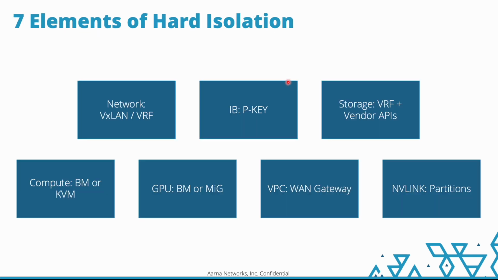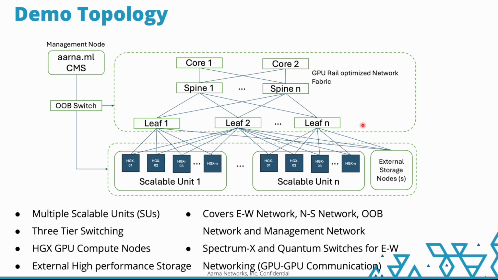Seven elements of hard isolation. This is one of our unique differentiators. So we support hard isolation across compute, CPU, GPU, external gateway, NVLink partitions, Ethernet networking comprising VXLAN, VRF, isolations, InfiniBand, PKey, and external storage through VRFs and vendor APIs. So we will see in the demo how we implement this for tenant specific scenarios.